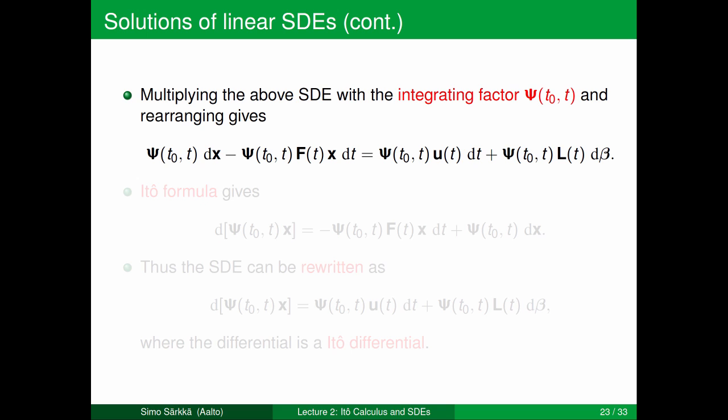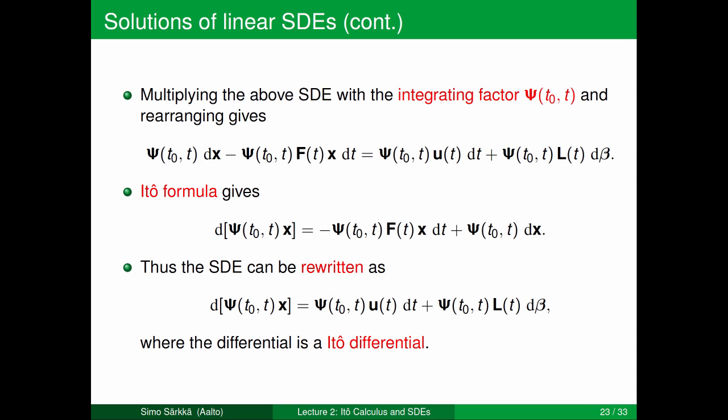So we will multiply both sides of the equation by something called an integrating factor, which is the Psi(t0, t). So we will get this kind of equation, where we have already moved the term involving F(t) times x dt to the left-hand side. But now we notice that the left-hand side is actually the Ito differential of Psi(t0, t) times x. So we can substitute this to the left-hand side, which gives us this kind of form for the SDE. So the Ito differential of Psi times x is equal to Psi u dt plus Psi L d beta.